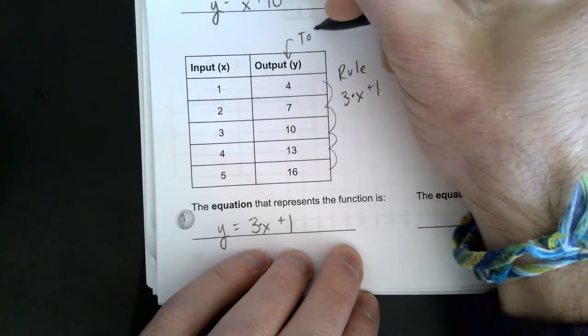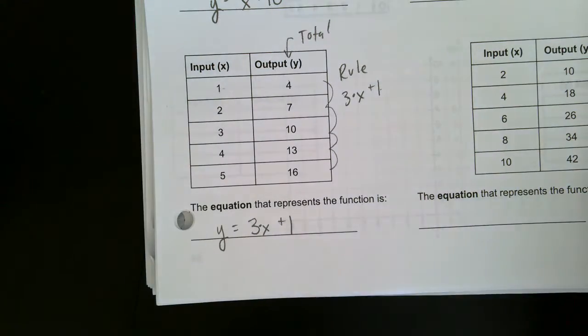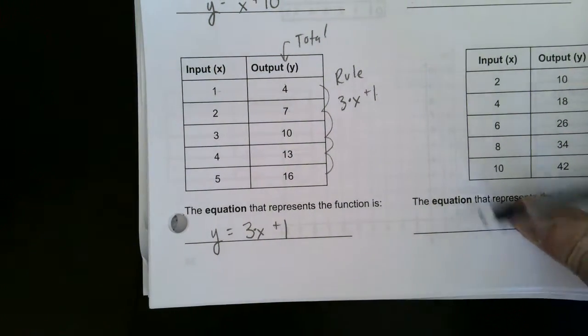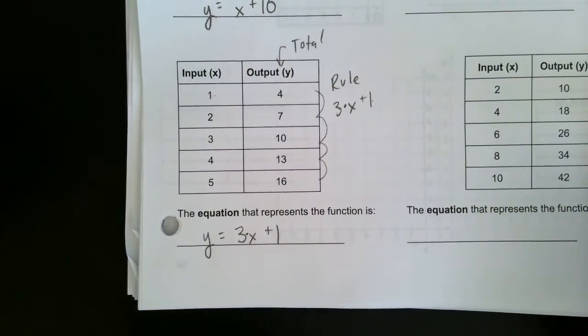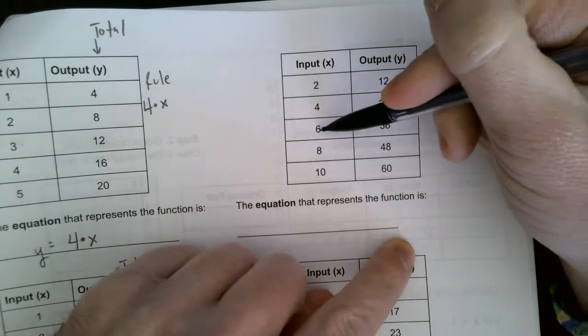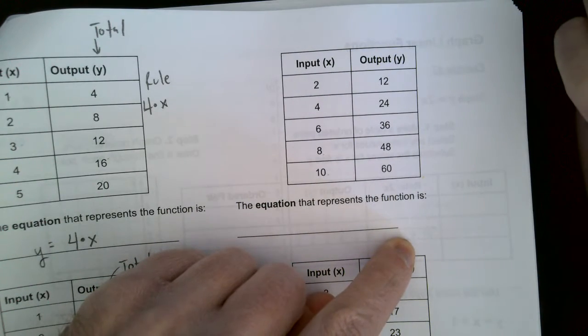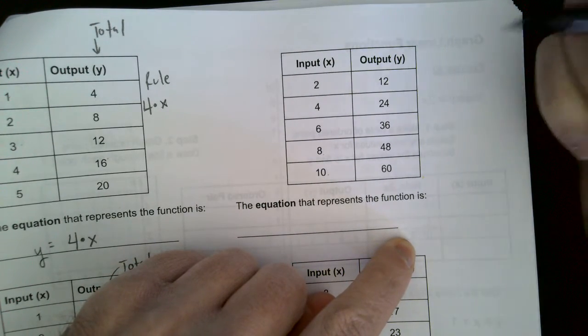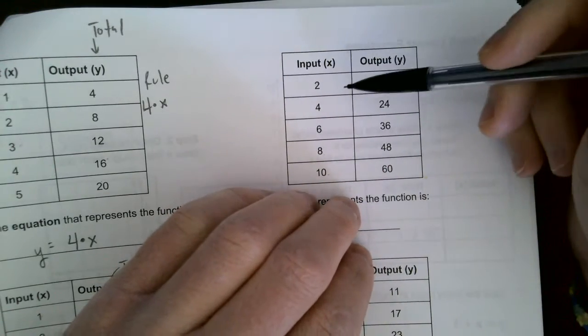Now the next ones we're going to do are a little tricky because the input jumps up a little bit, okay? So something like this. Notice the input's going up by 2 this time. Normally it only goes up by 1. So we'll see how this works for this one.